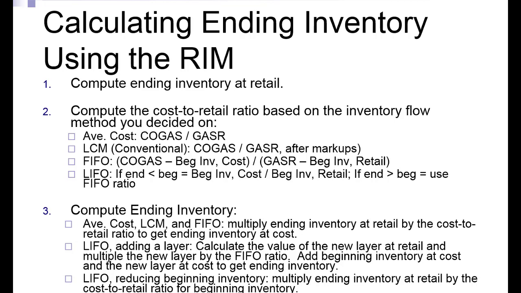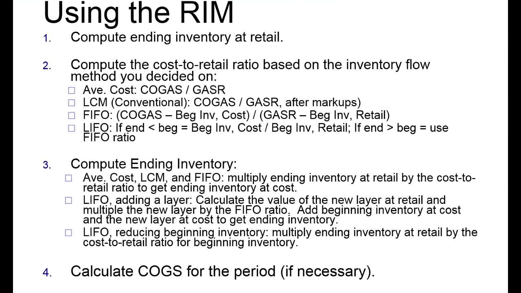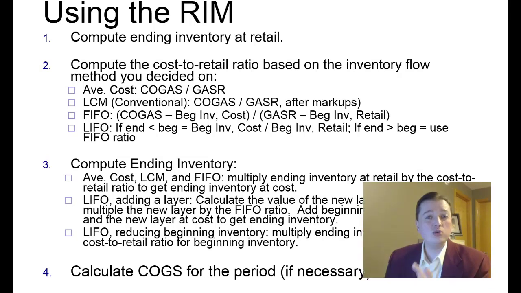If it's LIFO, there's a couple of steps. We either add a layer or we take away layers, and it changes our method whether or not we're adding a layer or not. Finally, if we need not just ending inventory but cost of goods sold, once we have an ending inventory number, we can calculate that cost of goods sold number. There's a lot going on here. The steps will make a lot more sense as we do them, so don't get bogged down here.